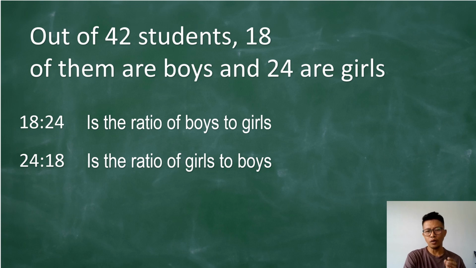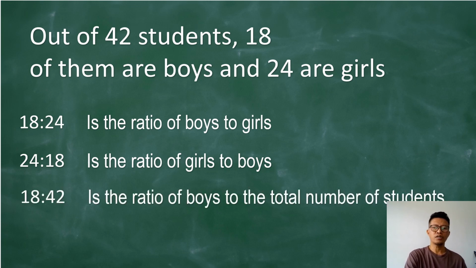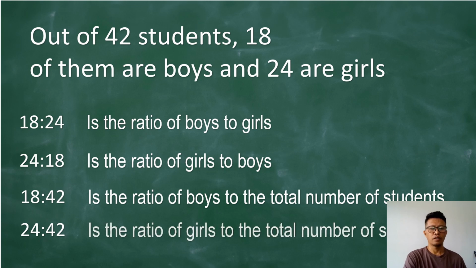And then if you're going to ask another question, what is the ratio of boys to the total number of students? That is 18 is to 42. That is the ratio of boys to the total number of students. And if you're going to ask what is the ratio of girls to the total number of students, that is 24 is to 42. That is the ratio of girls to the total number of students.